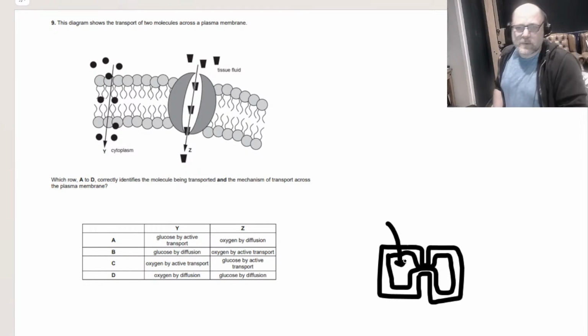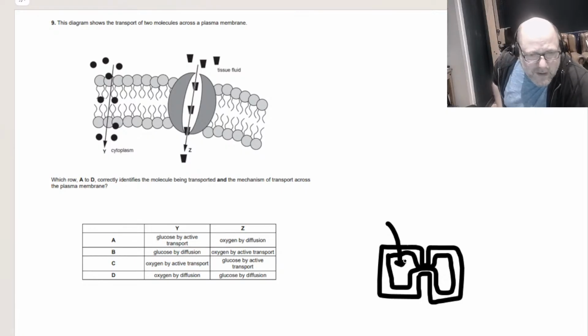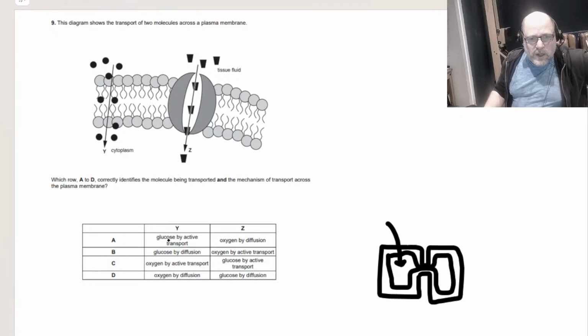So the cell wall is permeable. D, right. Let's check them out. Glucose by active transport? No, that's going to be simple diffusion. It's not active transport, we've got simple diffusion. The reason it can't be B is because glucose is polar, and polar molecules cannot cross the phospholipid tails. So we can get rid of B as well.